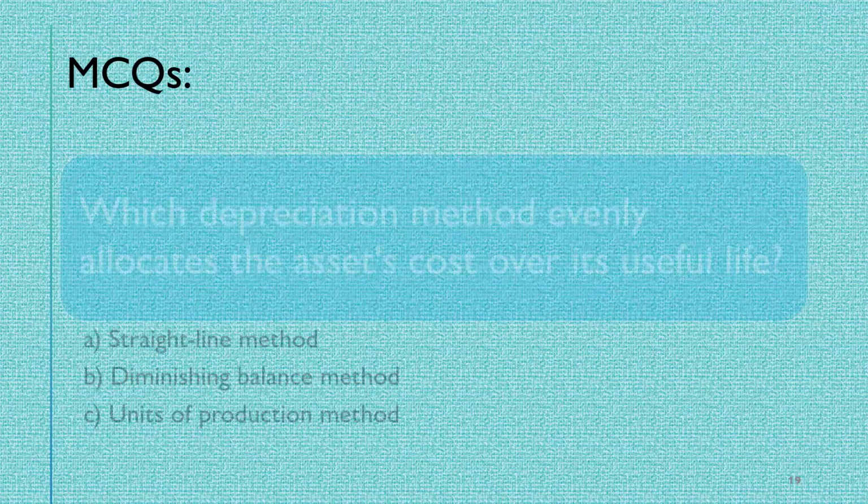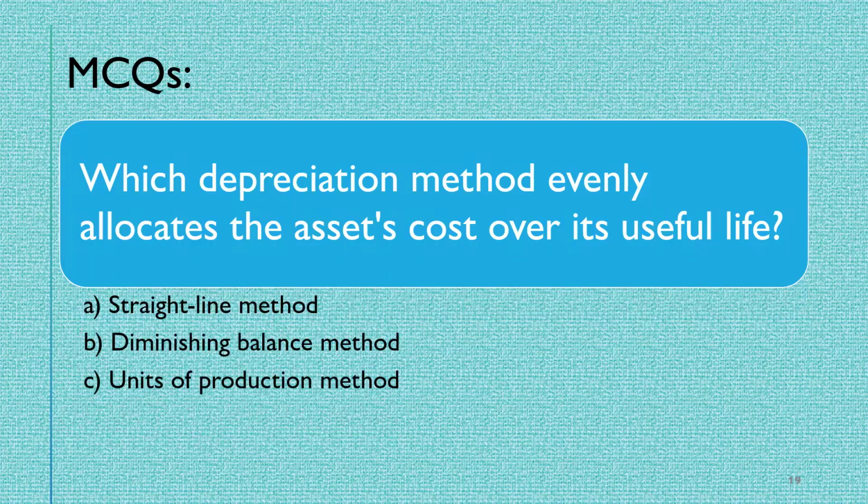Let's see some questions. Which depreciation method evenly allocates the asset's cost over its useful life? A. Straight line method. B. Diminishing balance method. C. Units of production method. And we have studied that the correct answer is option A. Straight line method, since it allocates the asset's cost over its useful life on an even basis.